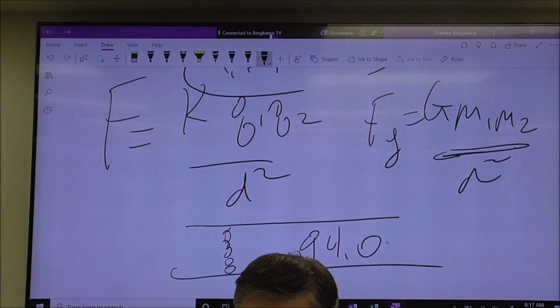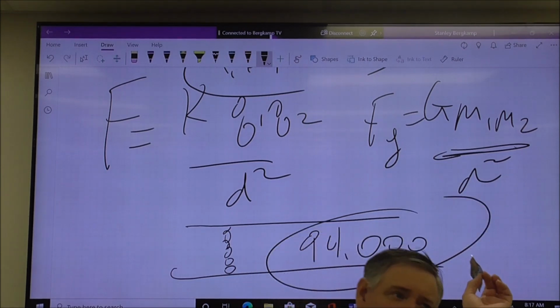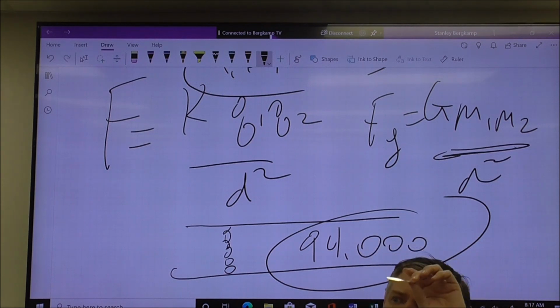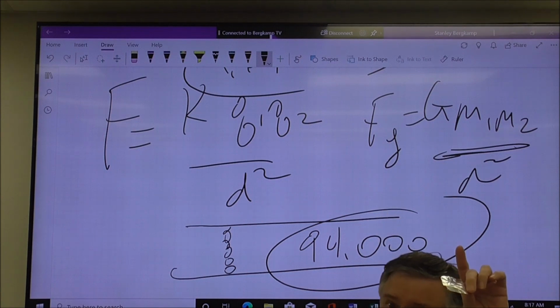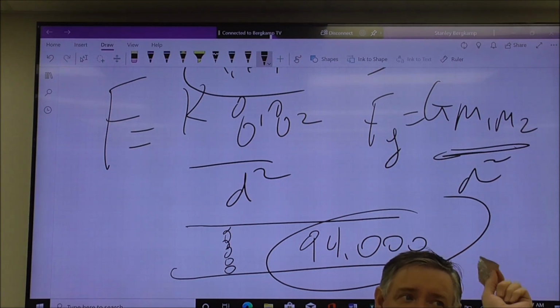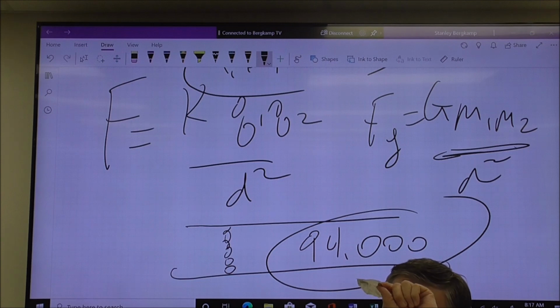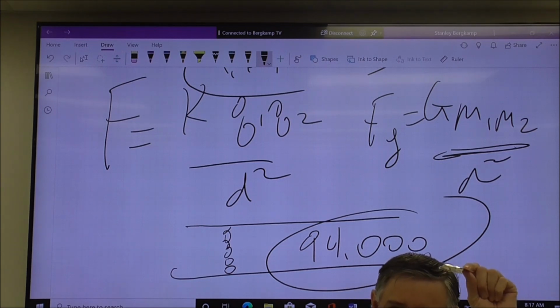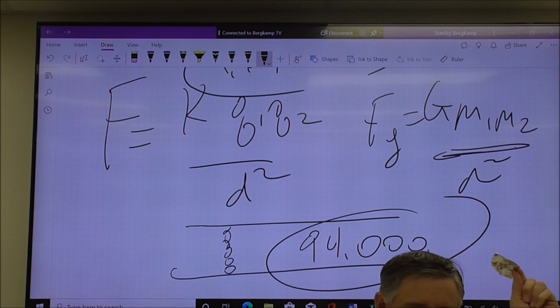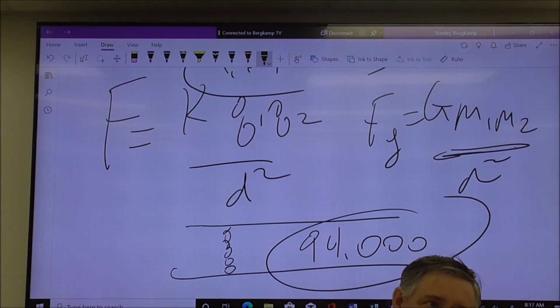That's about 94,000, okay? Ballpark. It's about 94,000. So just on the thickness of this aluminum foil, this is just one column, okay? It would take about 94,000 atoms stacked edge to edge to get to the thickness of that aluminum foil, okay? So what does that tell you about the size of an atom? Really, really big or really, really small? Really, really small, okay?